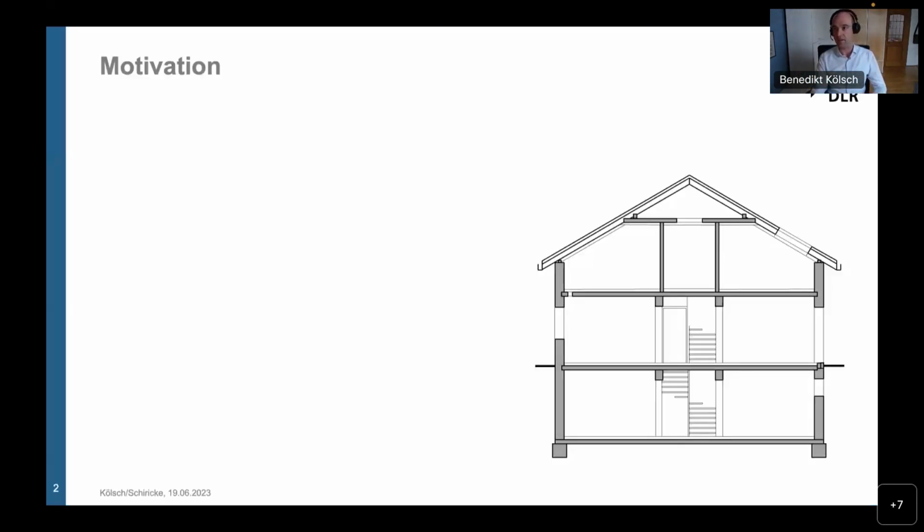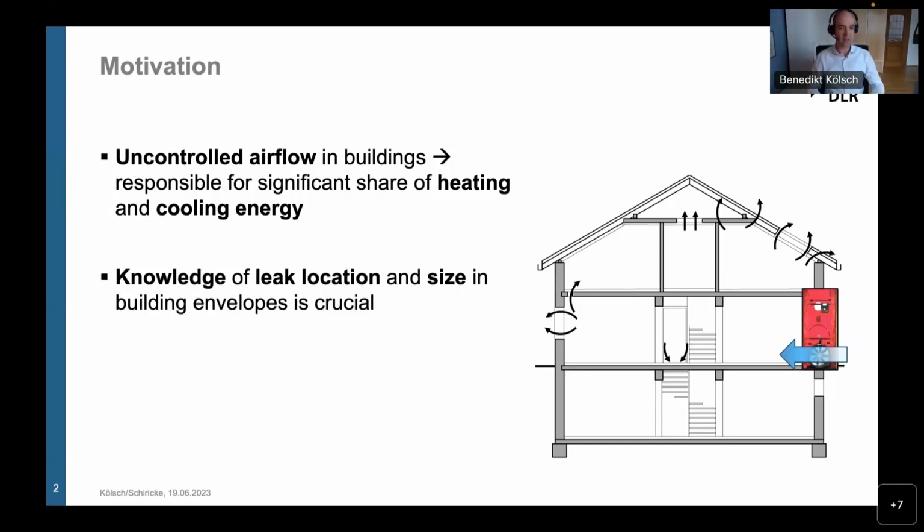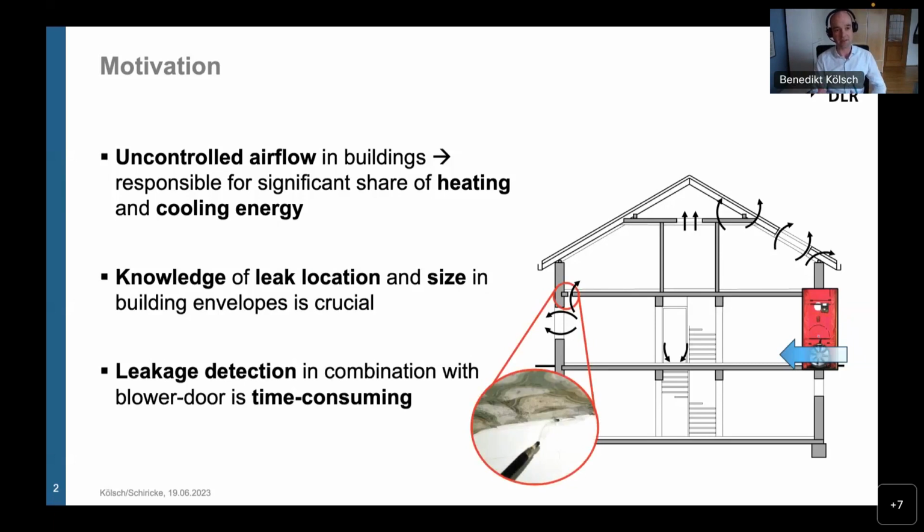What's the motivation behind it? We all know that uncontrolled airflow in buildings is responsible for a significant part of heating and cooling energy in buildings, and it's usually measured by blower door tests. But the knowledge of the leakage location and size is crucial for future renovations, and it is difficult to detect the leak in combination with the blower door. It's time-consuming and cumbersome. You can use some kind of smoke sticks, like showing here.